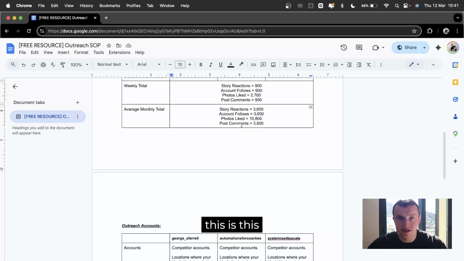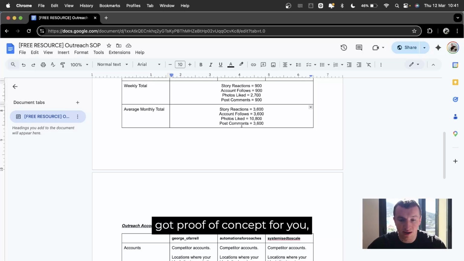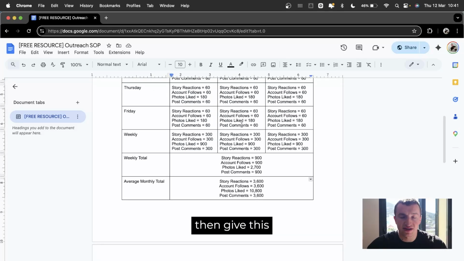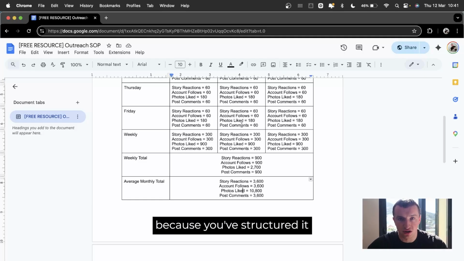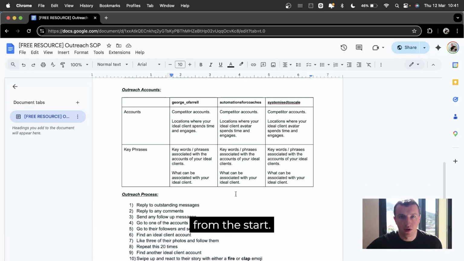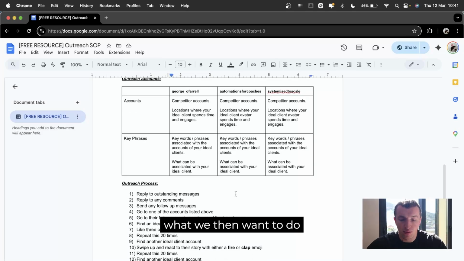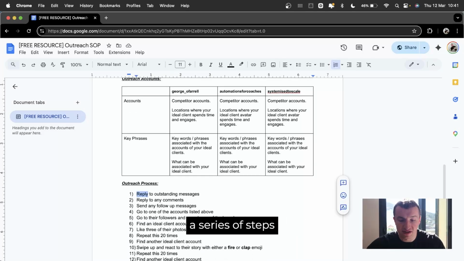But the cool thing with this is that once it's working and once it's got proof of concept for you, you can then give this SOP to a staff member and delegate it because you've structured it from the start. Now, in order for us to delegate that, we want to have a series of steps that the staff member will follow when they do this outreach process.